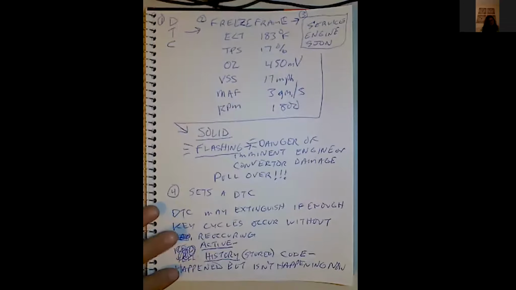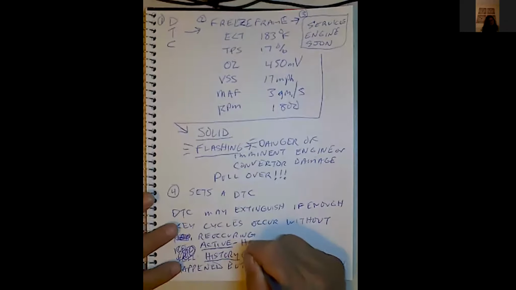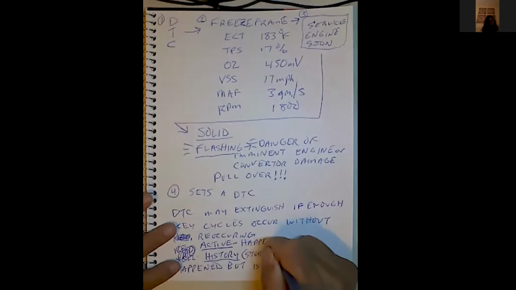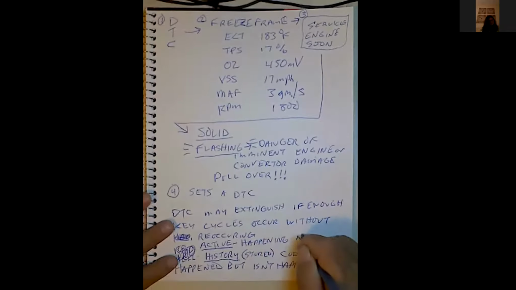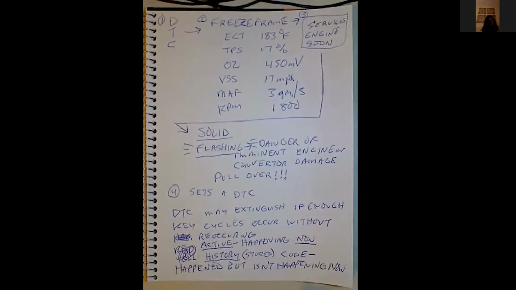An active code. What does that mean? Event. It's happening now. A current event. Yep. I can put this like this. Maybe it might make it easier for you. Now, here's the thing. If it doesn't turn on the check engine light, I guess you'll never know what happened. So that's why a lot of times you can plug in a scan tool and you can find out that you had a whole bunch of problems that you weren't even aware of.